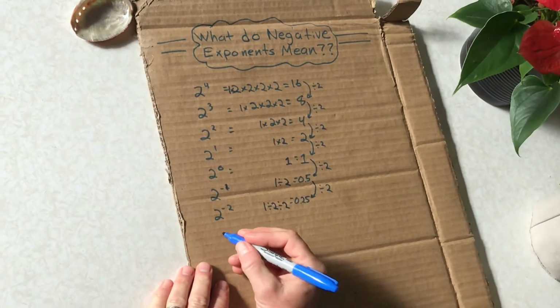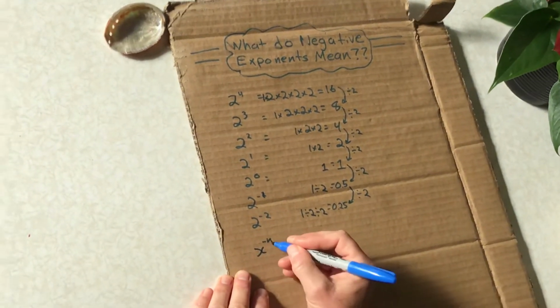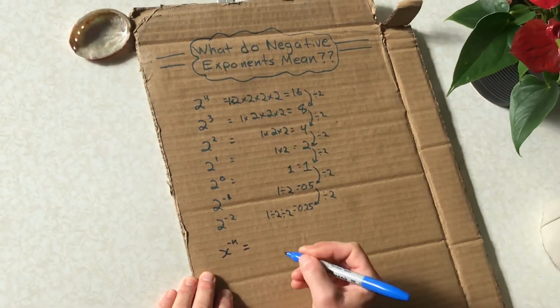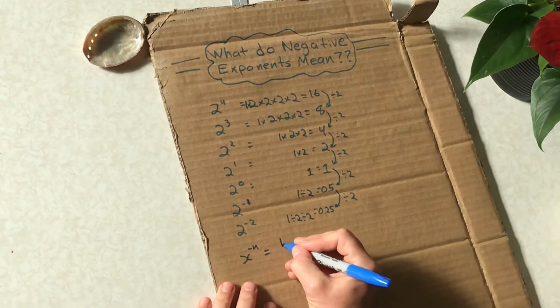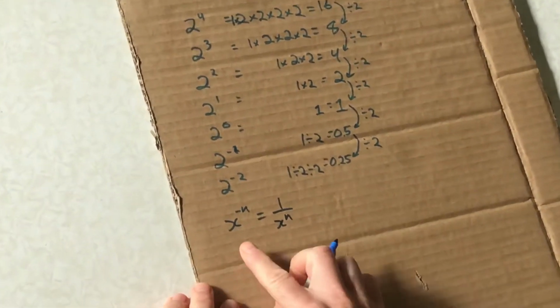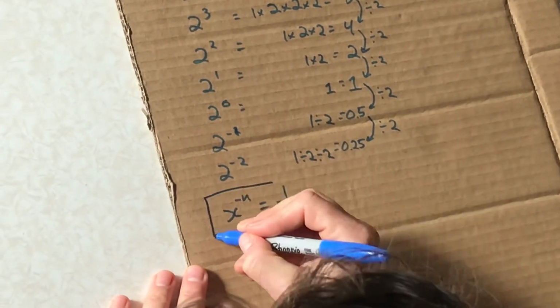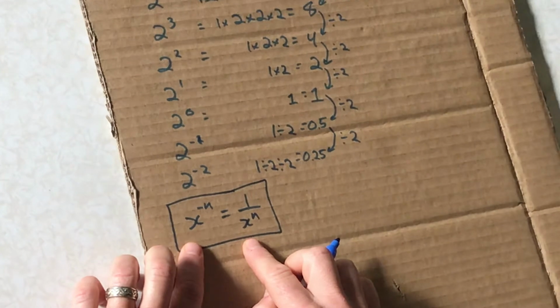So one way to look at this is if I have a negative exponent like x to the power of negative anything, what it means is 1, because I have 1 with all of these, 1 divided by whatever that x is to that positive power. Okay, so there's one definition that we look at for negative exponents.